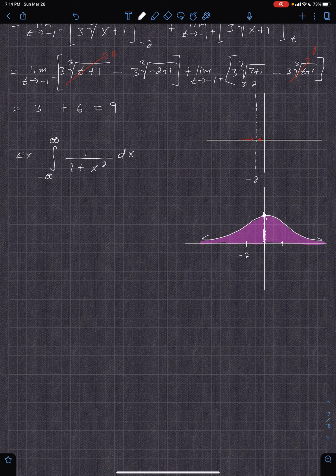But you need to break that up and go from negative infinity, and we'll stop at 0, of 1 over 1 plus x squared dx. And then do that again. Go from 0 and then approach infinity.